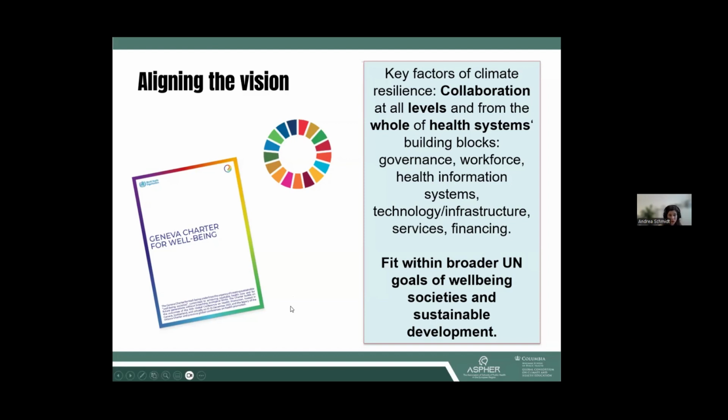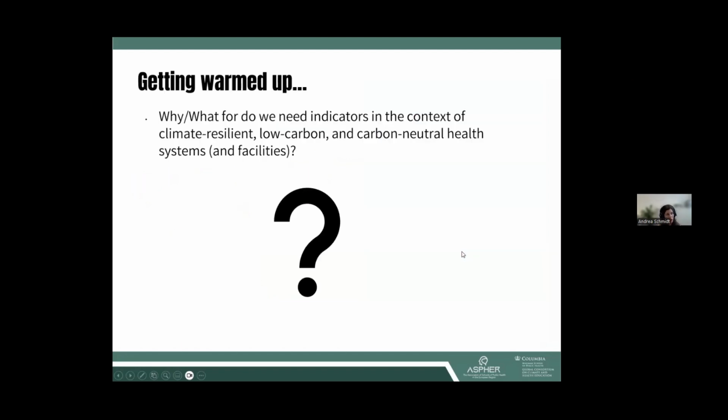And that sounds easier said than done, of course. And when we have such a vision, it's also important that we can, to a certain extent, measure these outcomes. And what we can do here is use indicators.